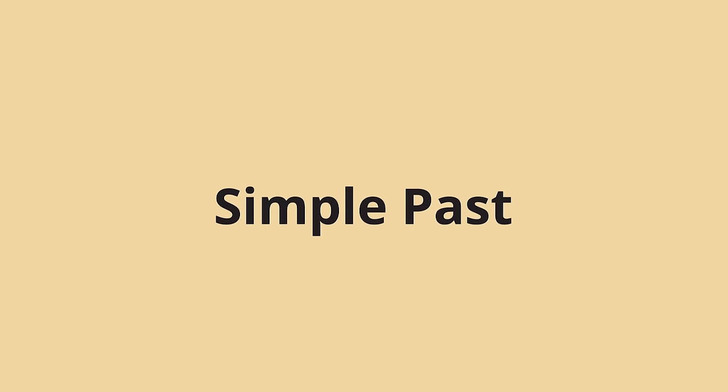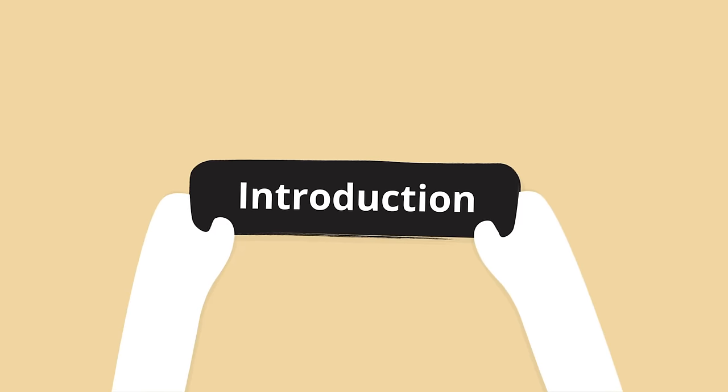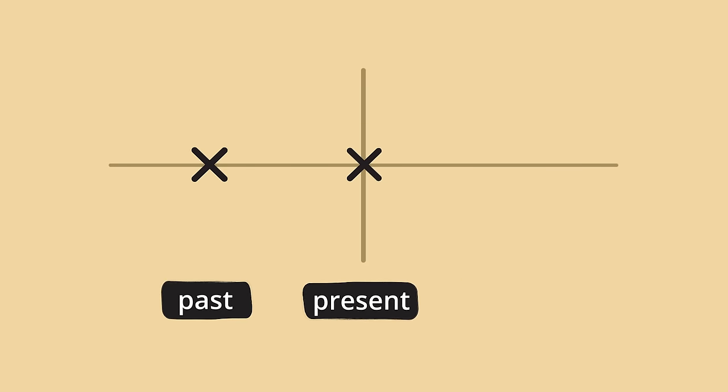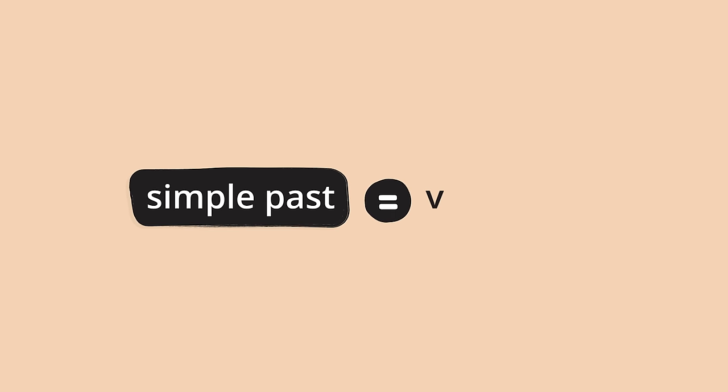Simple Past. What are verb tenses? Verb tenses show the time that an action takes place. The simple past is a verb tense. We use the simple past tense for finished past actions.